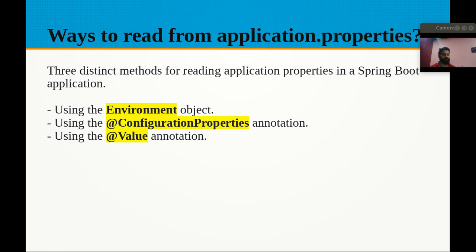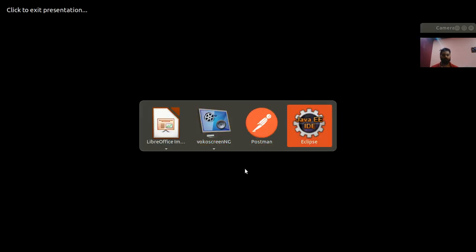The third way is by using the @Value annotation. This is the simplest way. Basically, above the property in your controller or service class, you define the @Value annotation, and with that you can directly read the property, or fetch the value from the properties file, into your controller or service class. Okay, so let's see one by one how we can do this. For this, let's move to Eclipse.